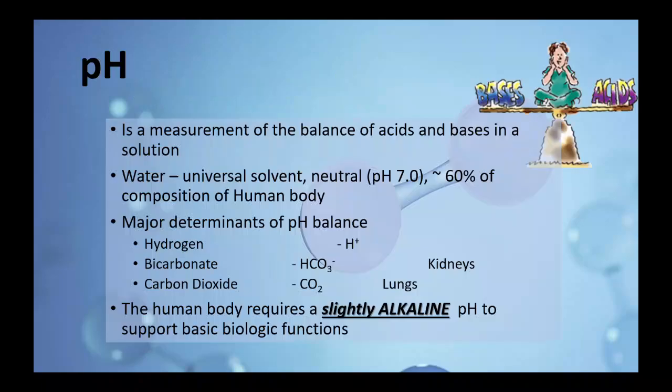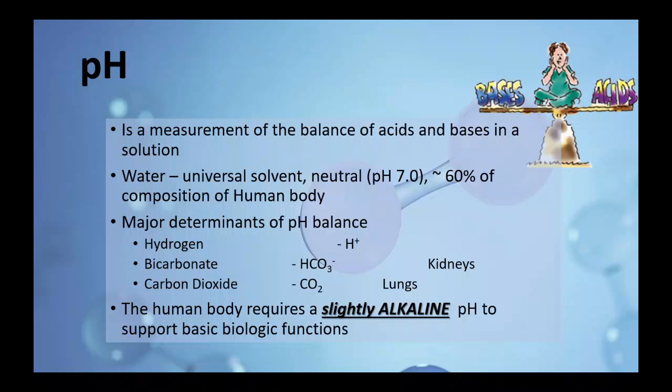slides may appear redundant. So as we discussed in class, pH is a measurement of the acids and bases in a solution. For our purposes, the acids and bases that we care about are hydrogen as the acid, bicarbonate as the base, and carbon dioxide will also function as an acid because of the result it has when it's either retained by the lungs or blown off by the lungs and its effect on the carbonic acid equation.